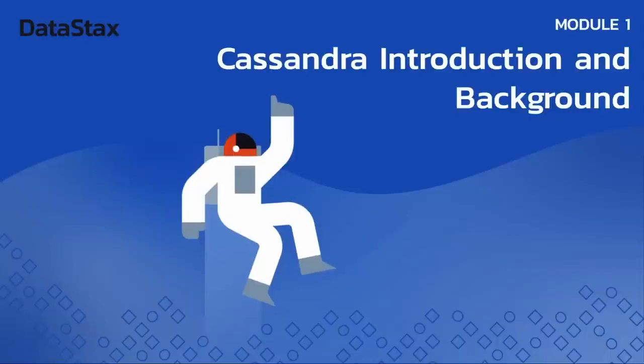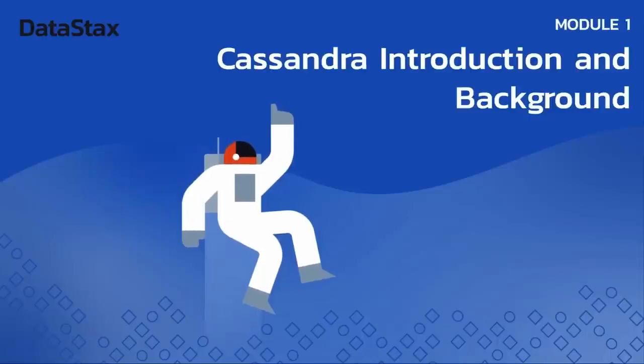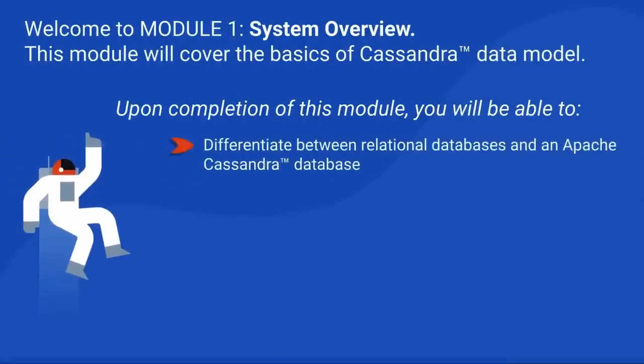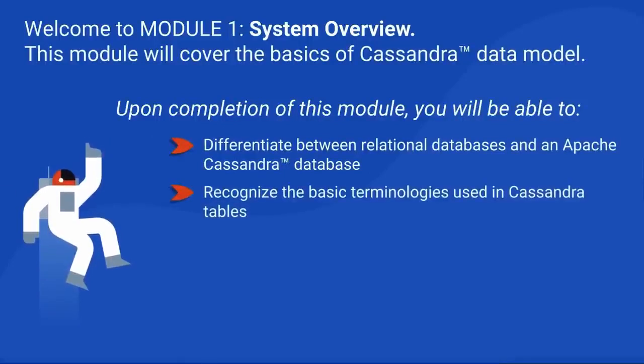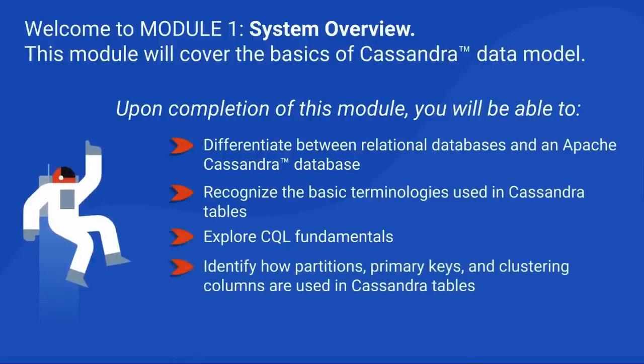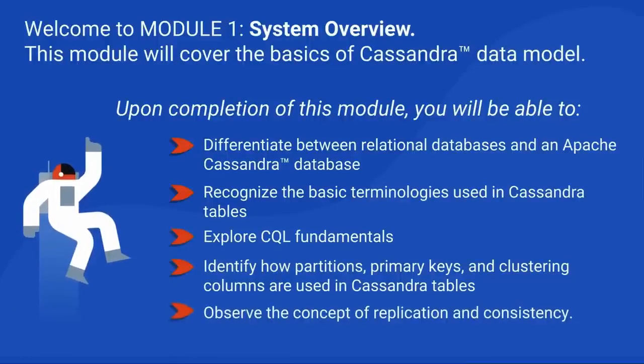If you want a broad overview of NoSQL databases, you can check out the previous NoSQL database course on our channel. This module will cover the basics of Apache Cassandra data modeling. Upon completion of this module, you will be able to differentiate between relational databases and an Apache Cassandra database, recognize the basic terminologies used in Cassandra tables, explore CQL fundamentals, identify how partitions, primary keys, and clustering columns are used in Cassandra tables, and observe the concept of replication and consistency.